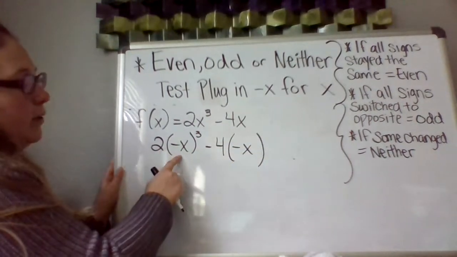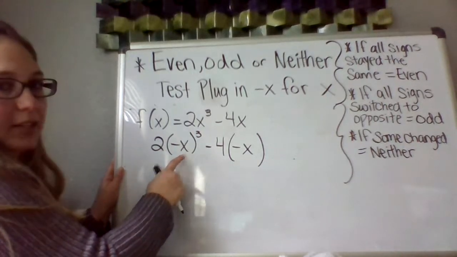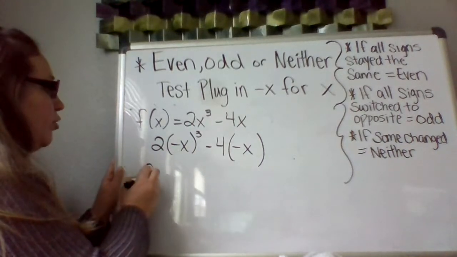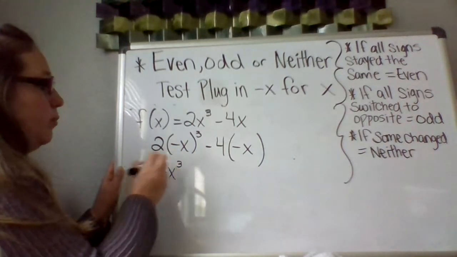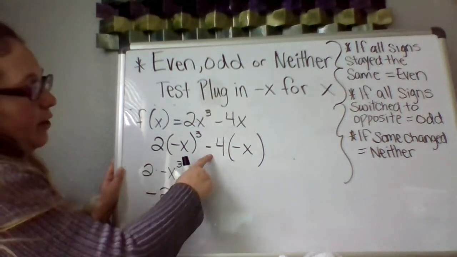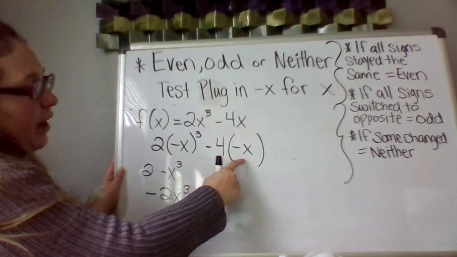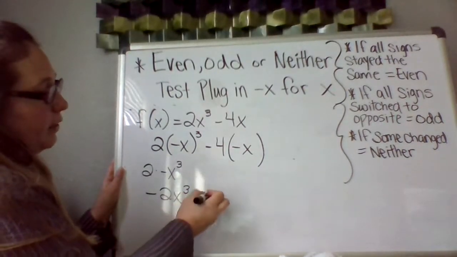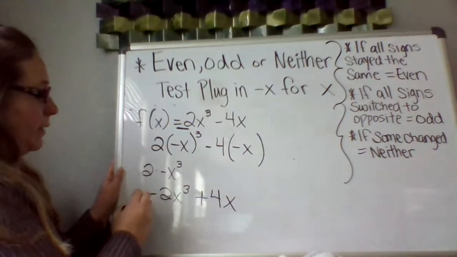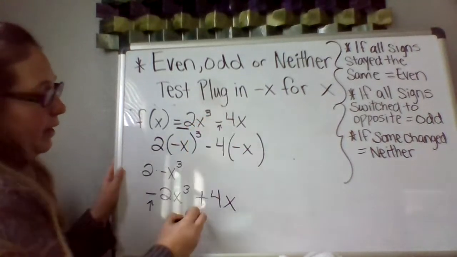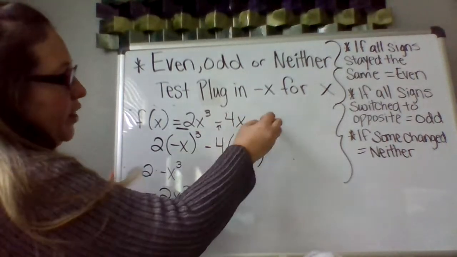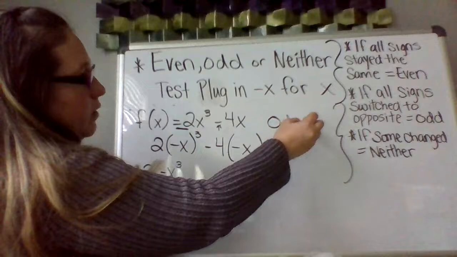So from the previous problem, we learned that negative x times negative x is a positive x squared, times another negative x is another negative x. So we're going to have 2 times negative x cubed. When we do that, it's just a negative 2x cubed. And then here we have a negative 4 times a negative x. Well, a negative times a negative will give me a positive 4x. So if we look at the original, this used to be positive, now it's negative. This used to be negative, and now it's positive. So because every sign switched, we know that this function is odd.